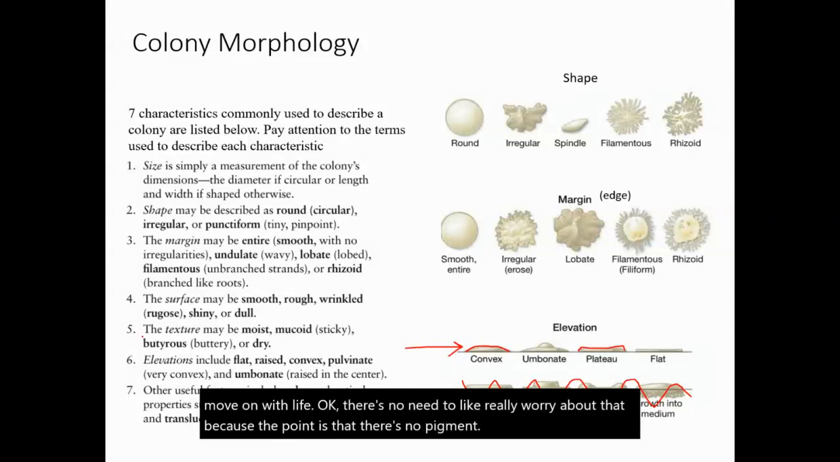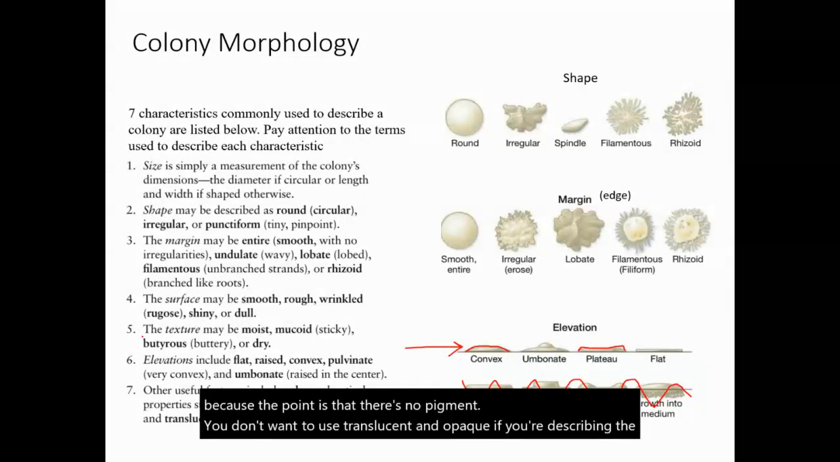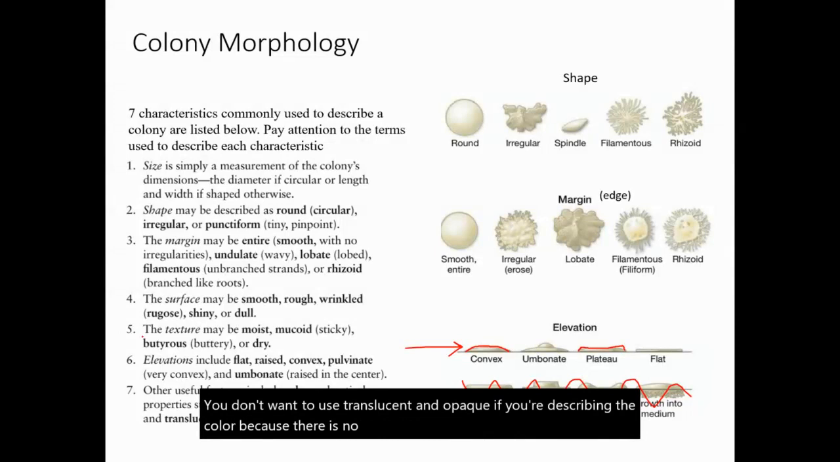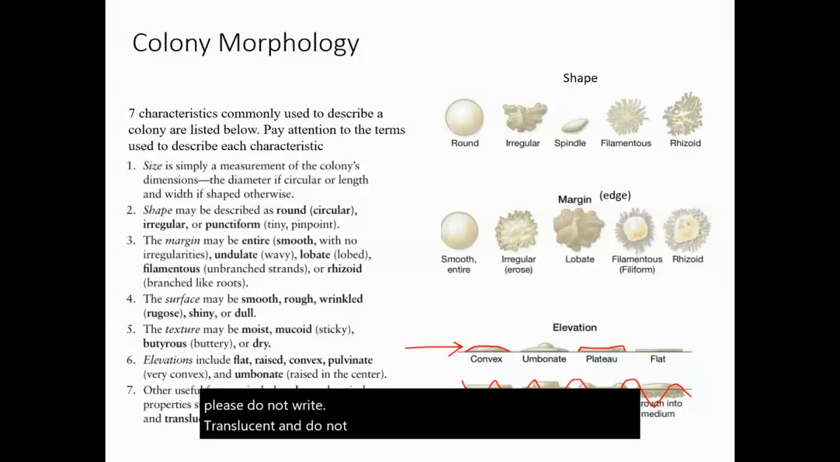Now, you don't want to use translucent and opaque if you're describing the color, because there is no color translucent. There is no color opaque. Those terms are optical properties, right? You can see through the object, or you can't, but they are not colors, right? So especially when you get to your unknown report and it says what color is your colony, please do not write translucent and do not write opaque.